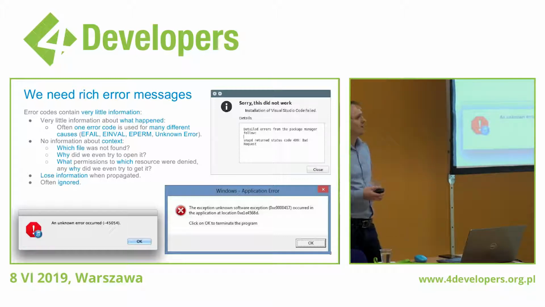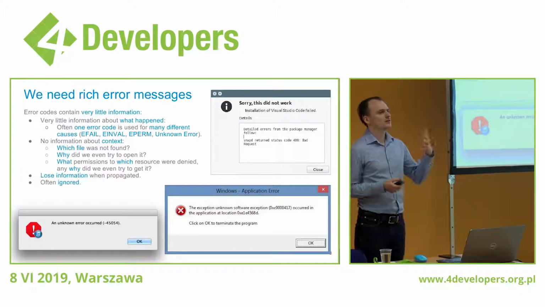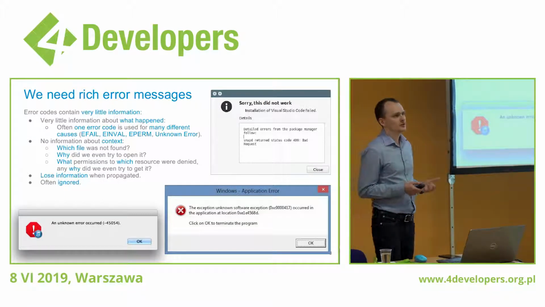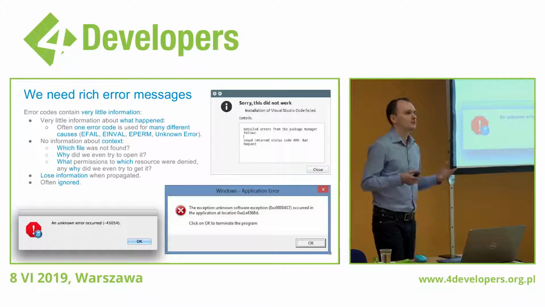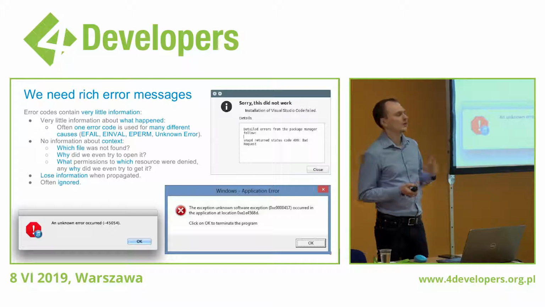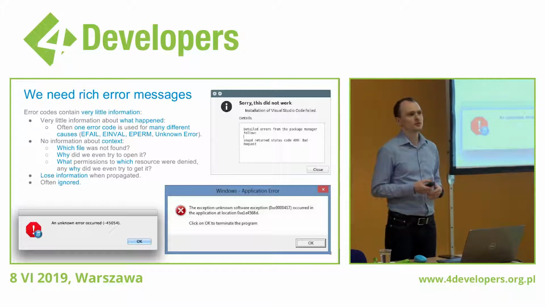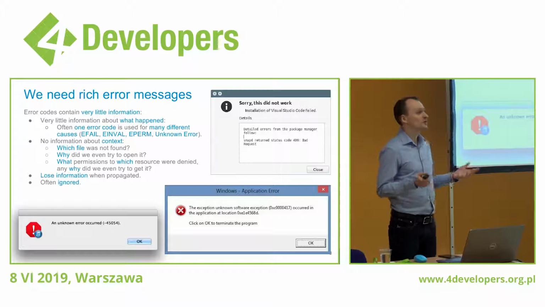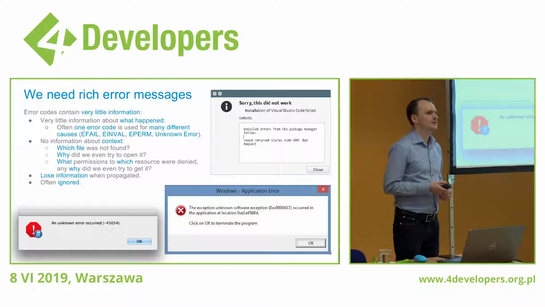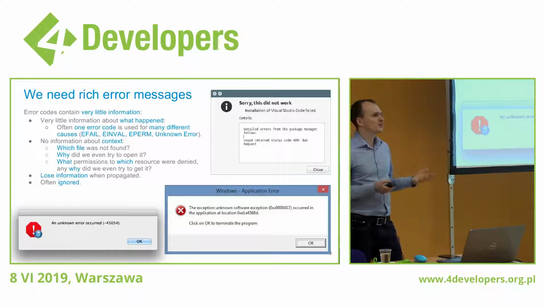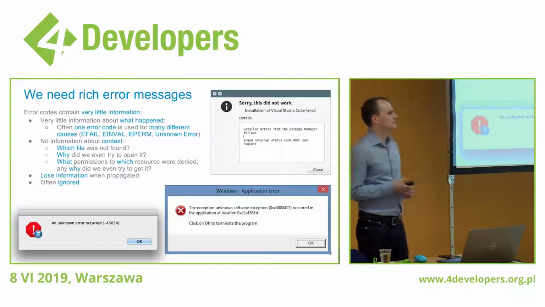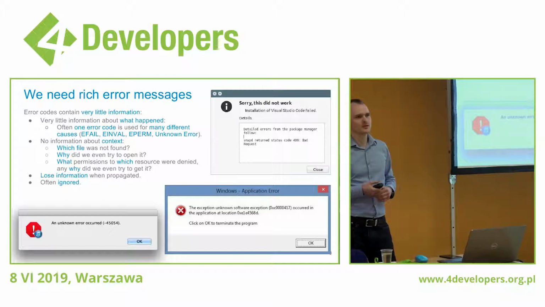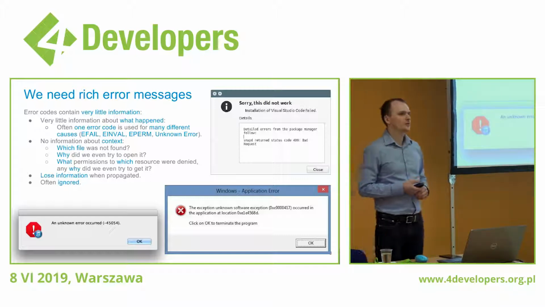So the primary problem is that there is no information about context. When your application will tell you that there was a permission denied, you don't know to which resource the permission was denied, what permission was missing, and why the application wanted this resource in the first place. So basically, you can't really do anything with such a little amount of information.